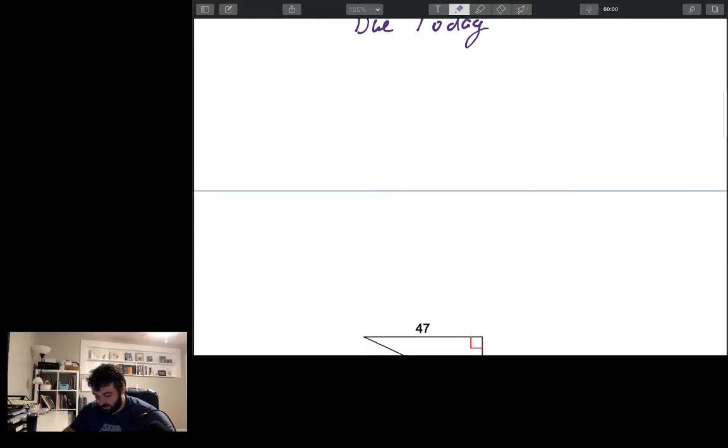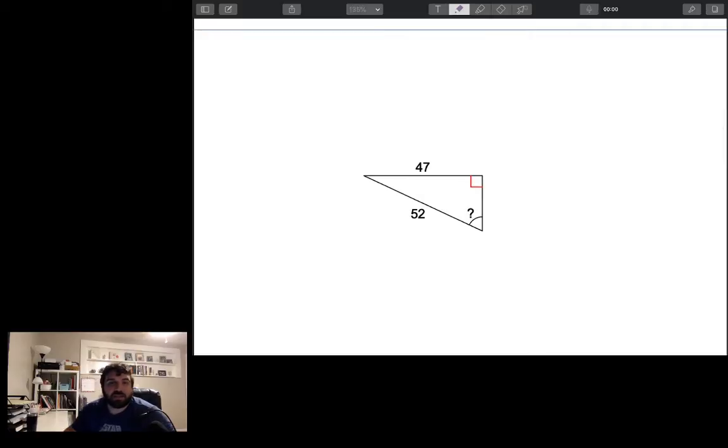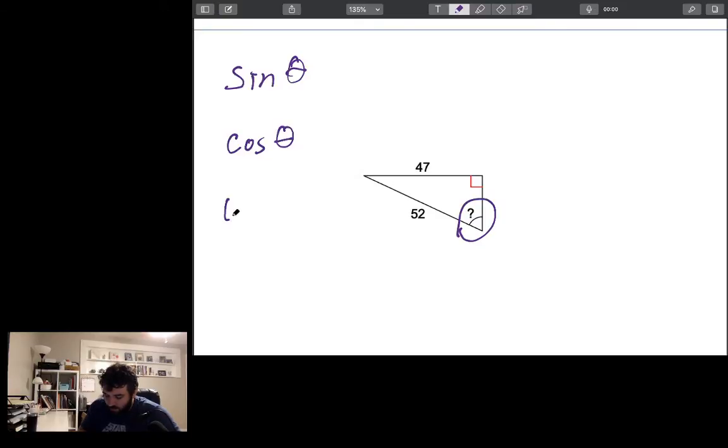All right, so this should be a pretty short and sweet video. We are talking about trig inverse functions. That's where we're going to find the angle measure instead of trying to find the side. So we're going to keep using our three trig functions. That is the sine of theta, the cosine of theta, and of course tangent of theta.